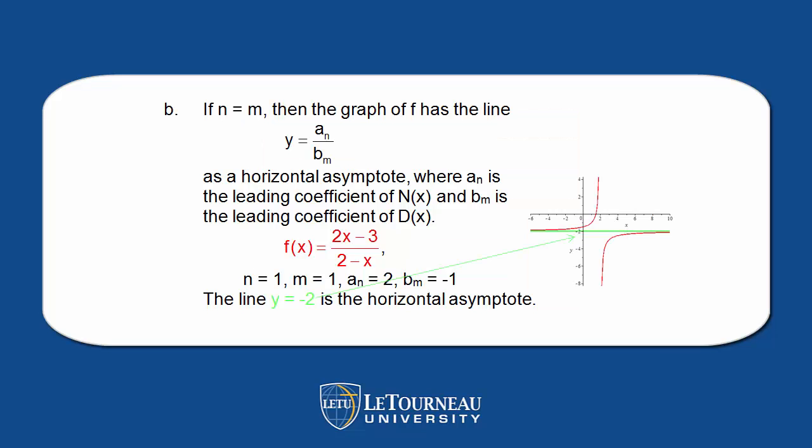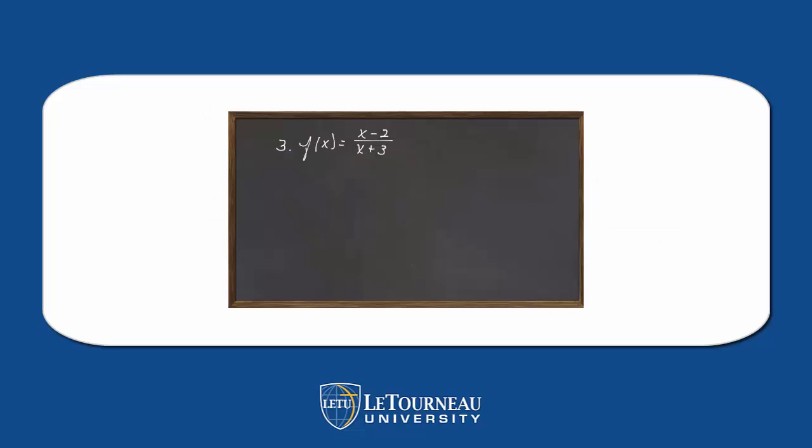horizontal asymptote. Now, if n equals m, then the graph of f has the line y equals a sub n over b sub m as the horizontal asymptote. Look at my example there. A sub n would be 2, b sub m would be minus 1, so y equals minus 2 is the horizontal asymptote in that one.